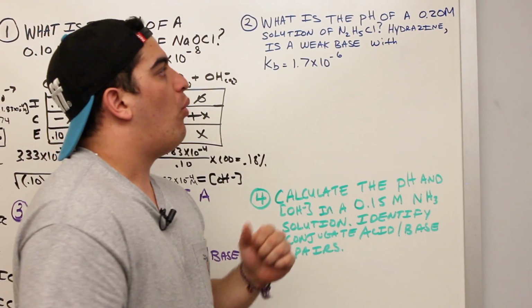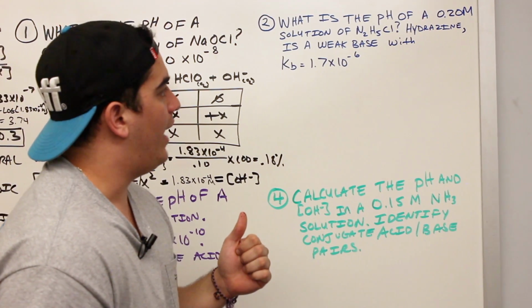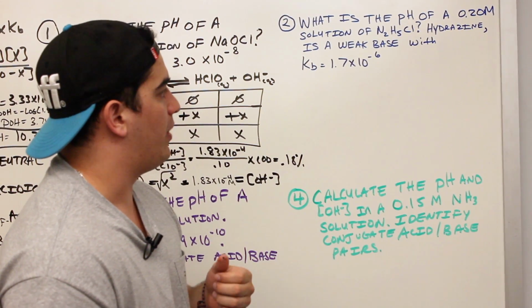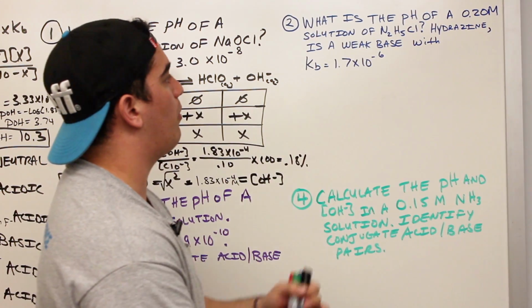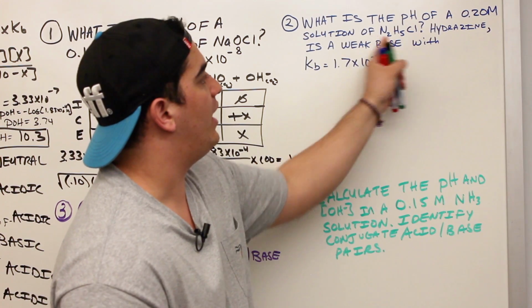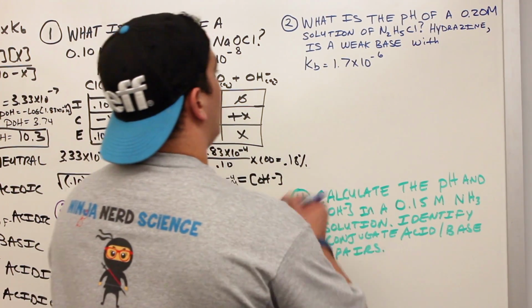What is the pH of a 0.20 molar solution of N2H5Cl? Hydrazine is a weak base with Kb 1.7 times 10 to the negative 6. So let's write out this equation. What were we given? What was our initial thing? We were given N2H5Cl. So let's write this down.